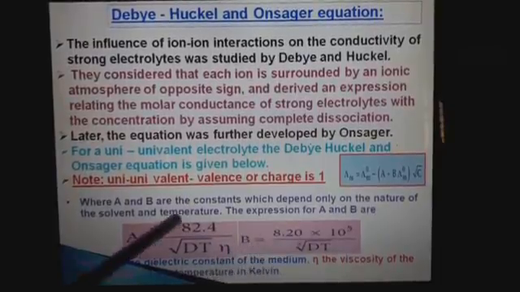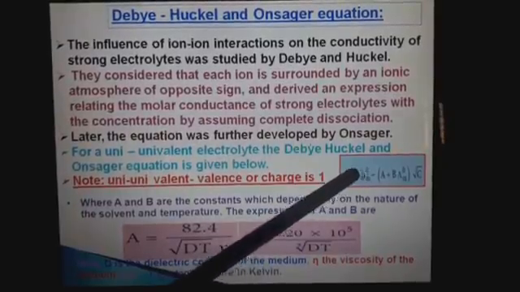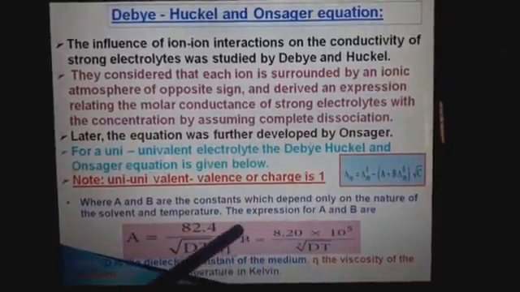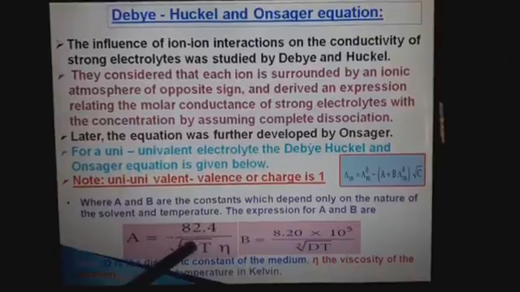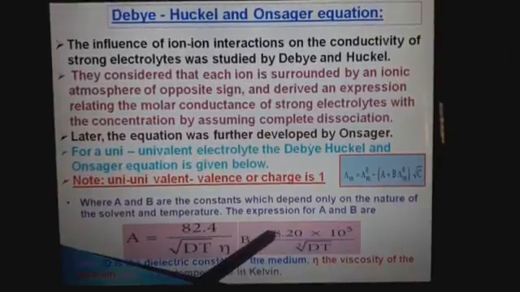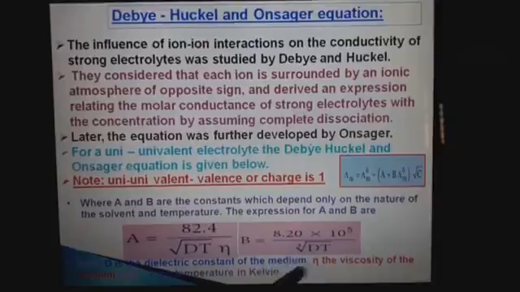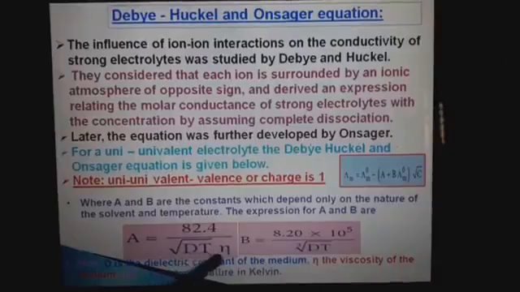You follow these two values and substitute in this relationship. This is the Debye-Onsager equation. A and B are the constants, where the formula is 82.4 divided by root T eta and 8.20 into 10 to the power of 5 divided by root cube D T. This is the detail for D, T and eta.